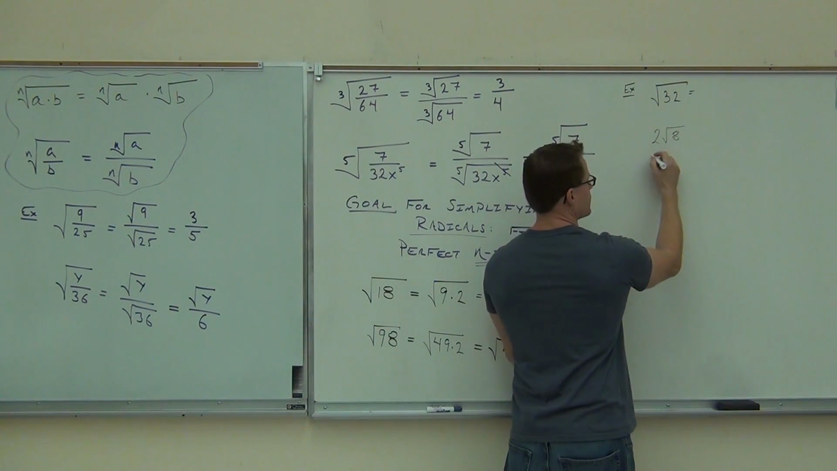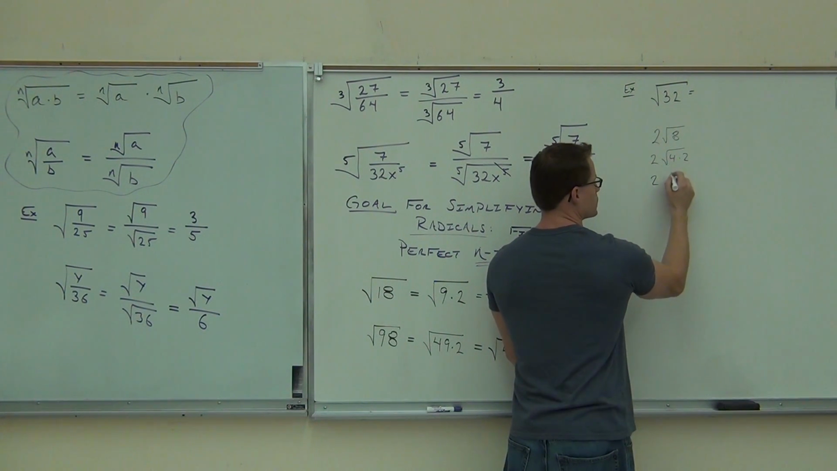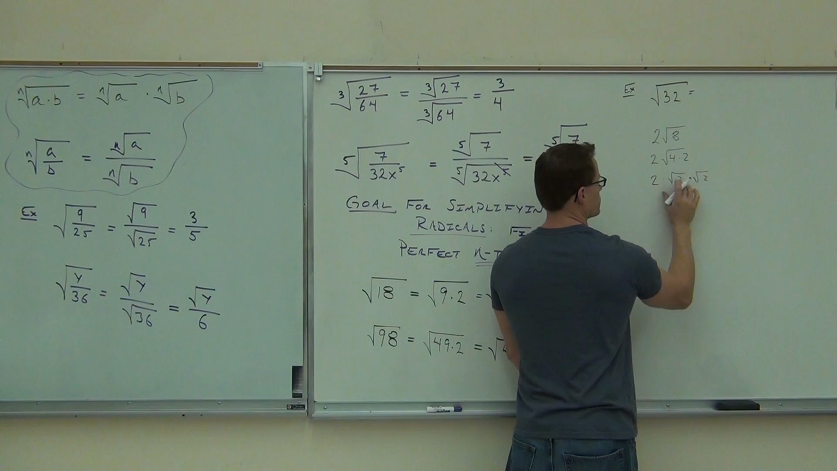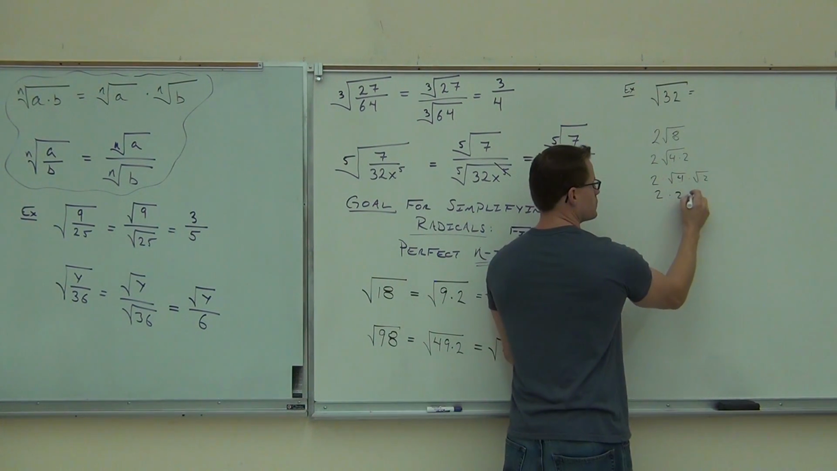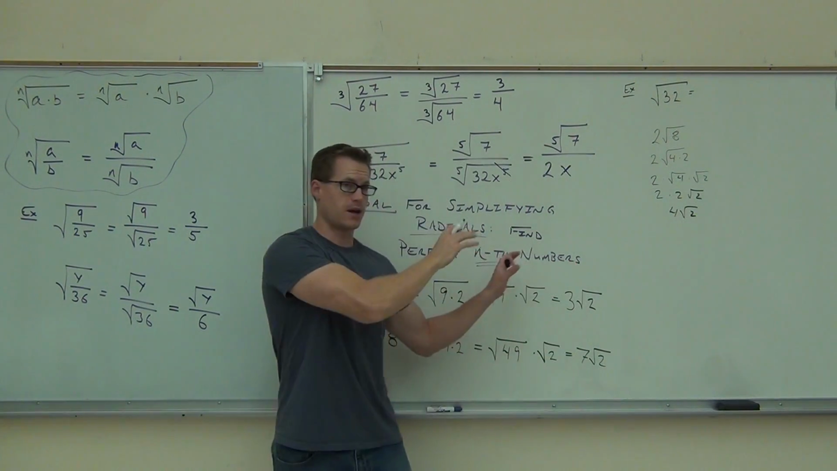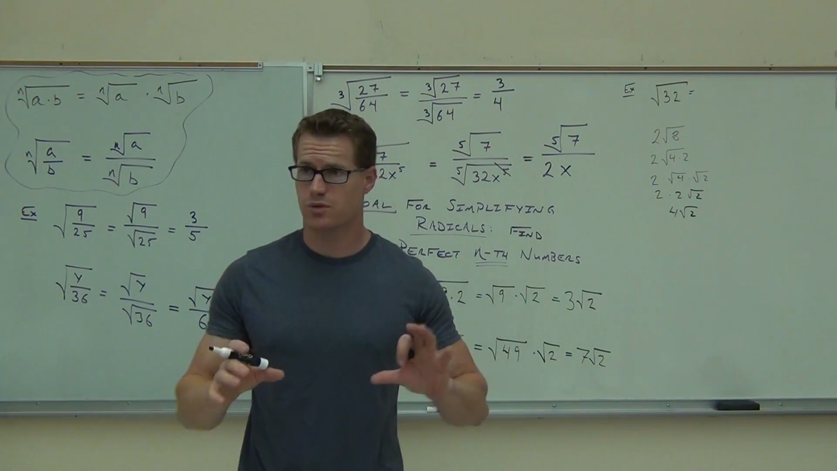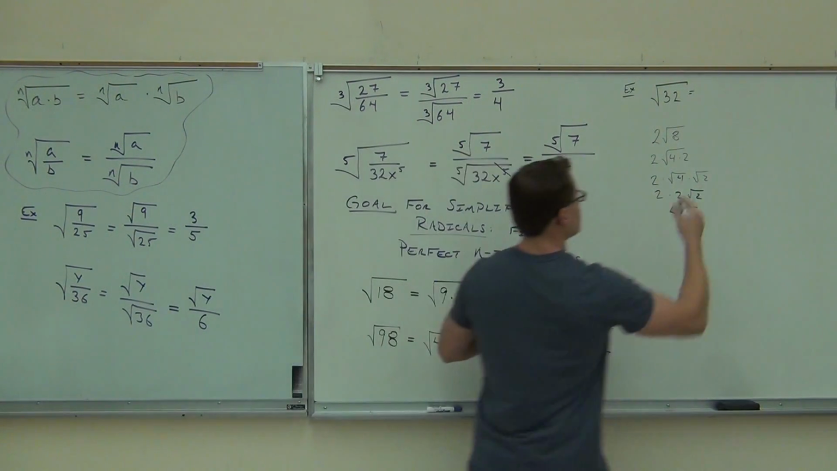Because this you could break up as 2 times 4 times 2. That's 2 times root 2 times root 2. 2 times root 4 times root 2. That's 2 times 2 root 2. You should be getting 4 root 2. That's the final answer that you should have. And the way we can see that is take the biggest perfect square that divides that. In this case, it's 16.